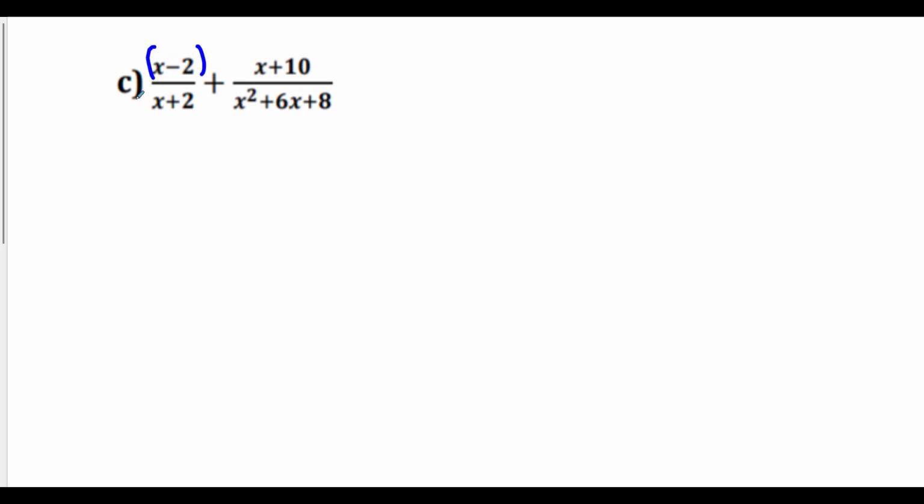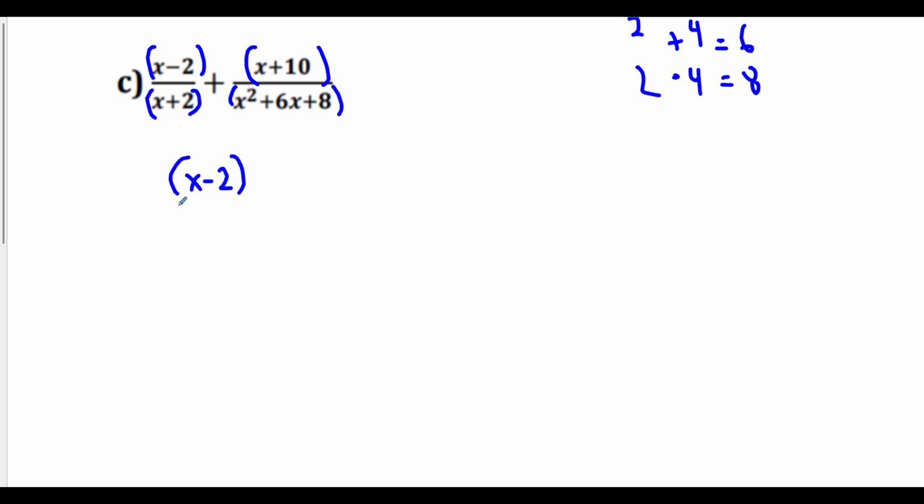Now, the first fraction is already factored. The top of the second fraction is already factored. And now we need to factor just this one quadratic term. Pretty straightforward. 2 numbers that add up to 6 and multiply to 8. So that's going to look like 2 plus 4 and 2 times 4 to me. This becomes x minus 2 over x plus 2, plus x plus 10 over x plus 2, x plus 4.